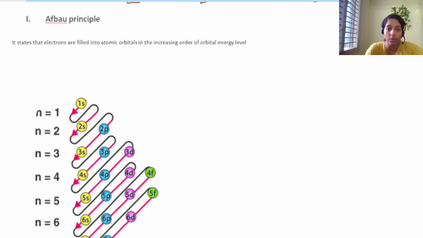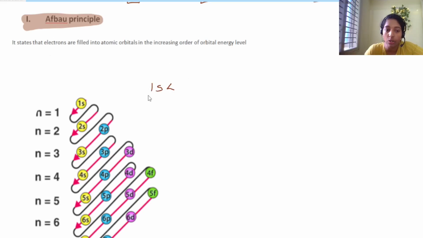What are the rules? The first rule is the Aufbau Principle. According to the Aufbau Principle, electrons are filled in the atomic orbitals in the increasing order of energy level. So what are the energy levels? We have 1s. And then which is the next energy level? As I told you, as n increases, energy also increases. So which is the lowest energy level? Yes, the lower n value means 1s. So 1s is the lowest energy level.